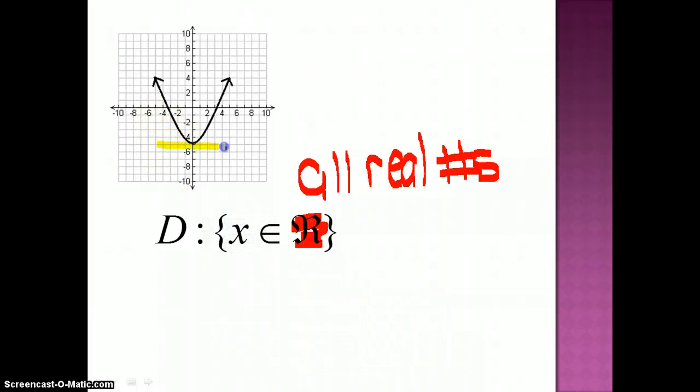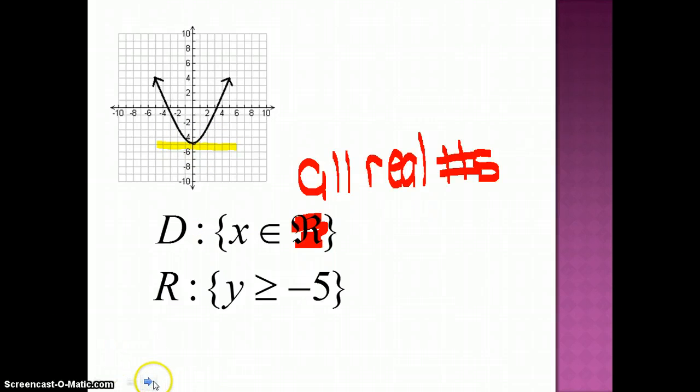Okay? Now, my range, you're going to go to the furthest, or go to the lowest point. So here's my lowest point, all the way up to the highest point. Well, there isn't a high point, so we don't have that. So y has to be greater than or equal to -5 because it is included. Okay, because there's not an open circle.